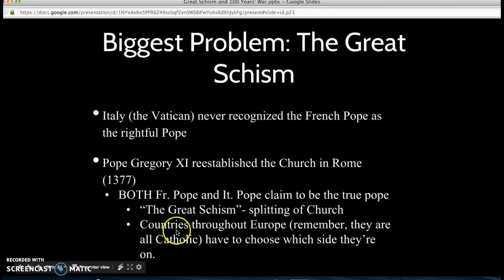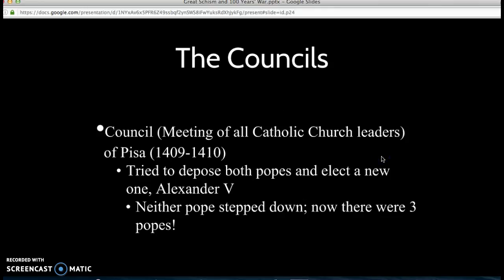And at this point, this is known as the Great Schism, when we have the reemergence of the Pope in Rome. So it's the splitting of the church. A schism is a split. And countries throughout Europe, remember, they're all Catholic. They have to choose which side they're on. So a big problem creates massive divisions between the French Avignon papacy and the Pope in Rome.